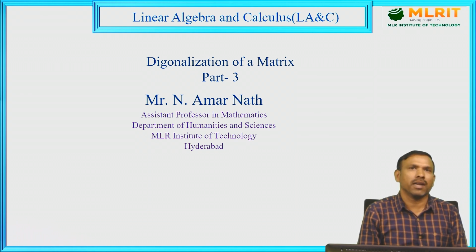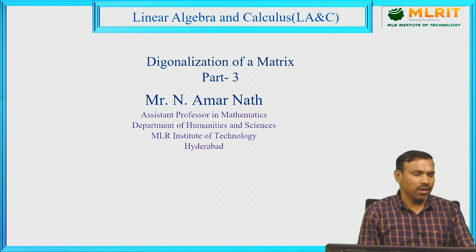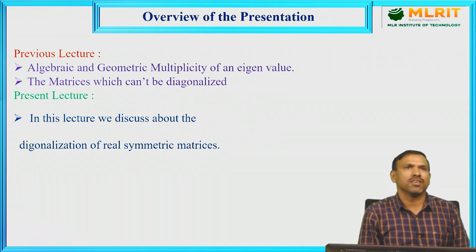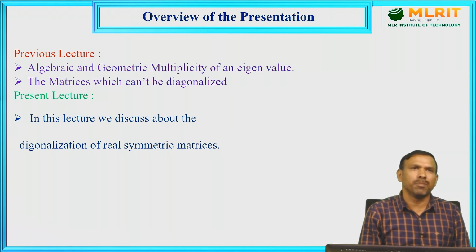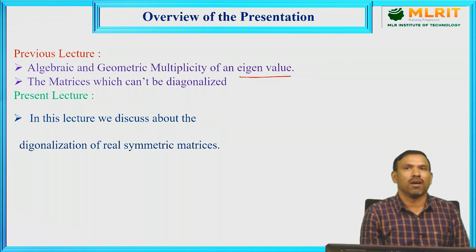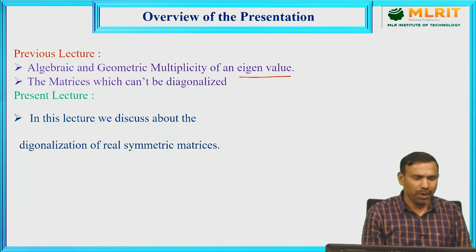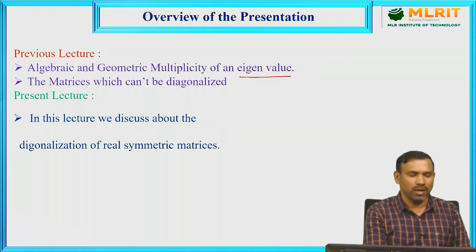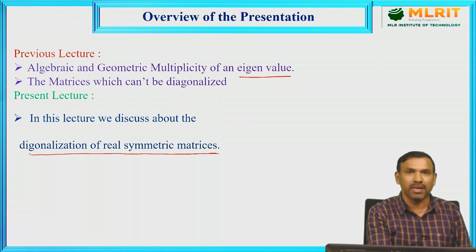Today I am going to handle linear algebra and calculus, one of the topics, diagonalization of a matrix. We are taking the third part of this diagonalization. In the earlier class, we discussed the algebraic and geometric multiplicity of an eigenvalue. In the present lecture, we discuss the diagonalization of real symmetric matrices.